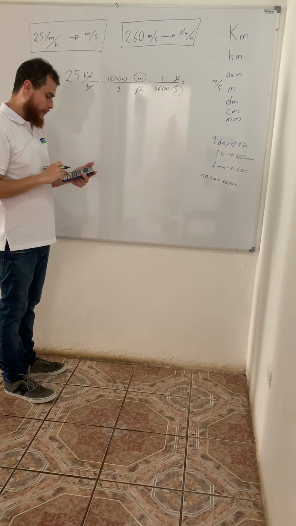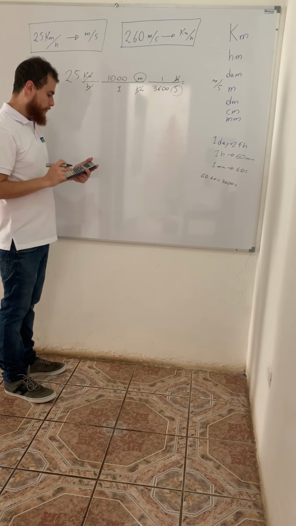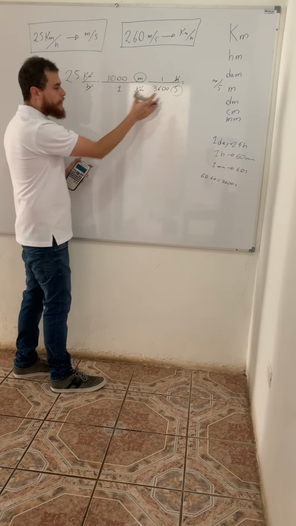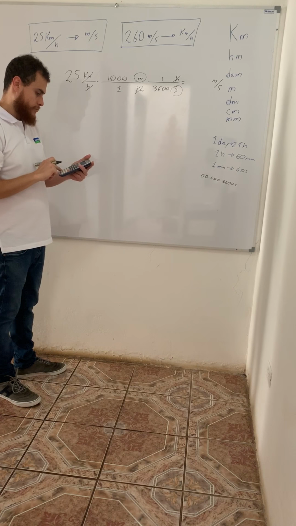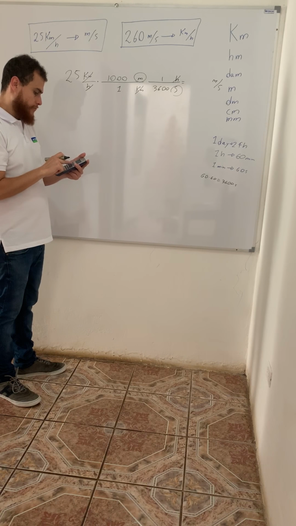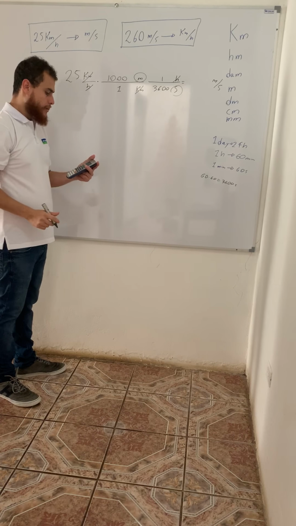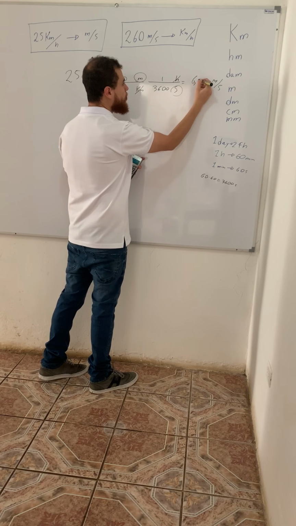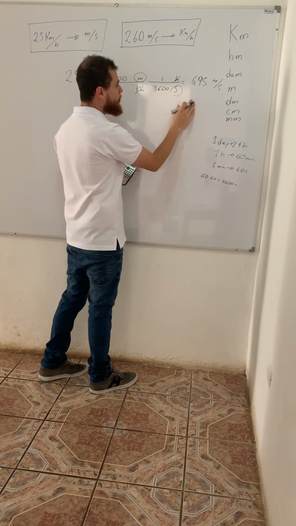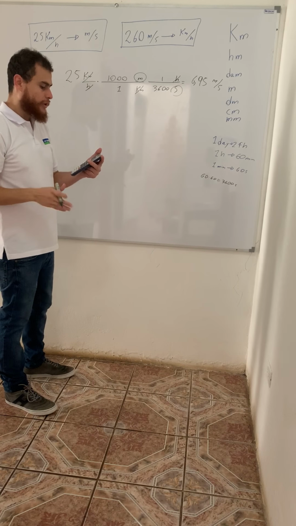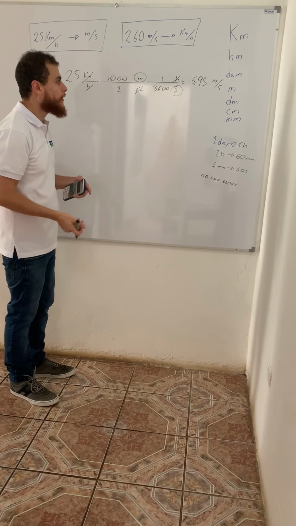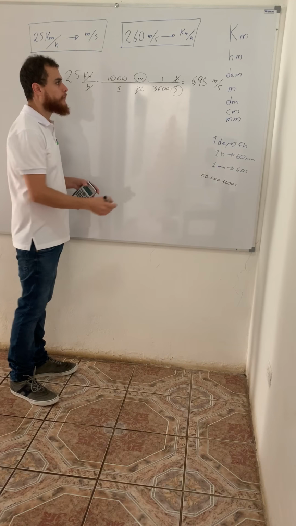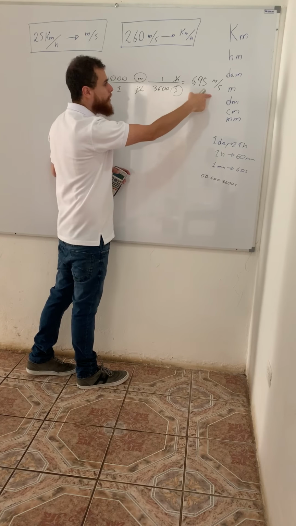Now I do 25 times 1,000. You can do that on the calculator, and you're going to divide it by 3,600. And that is going to come to a total of 6.95. I'm rounding that up. It's 6.944444. So I'm rounding it up to 6.95. It will be 6.95 meters per second.